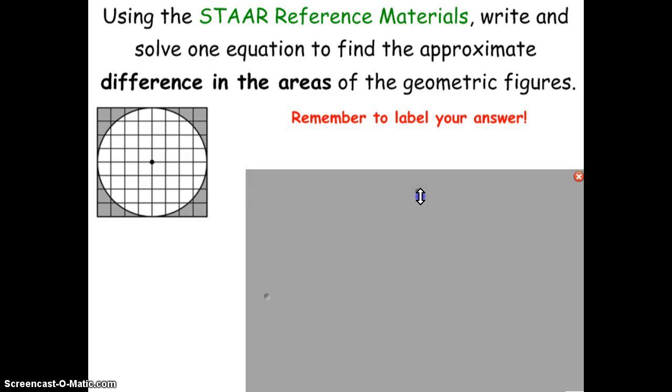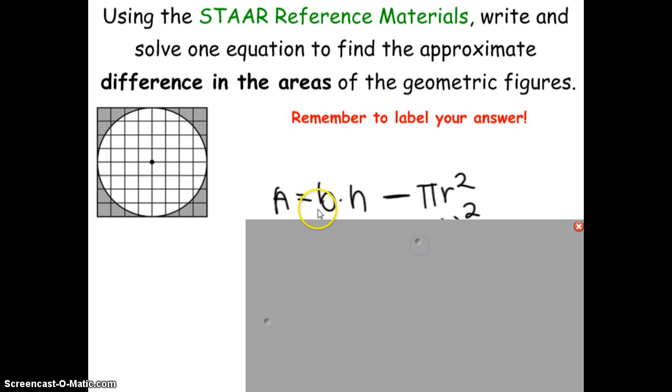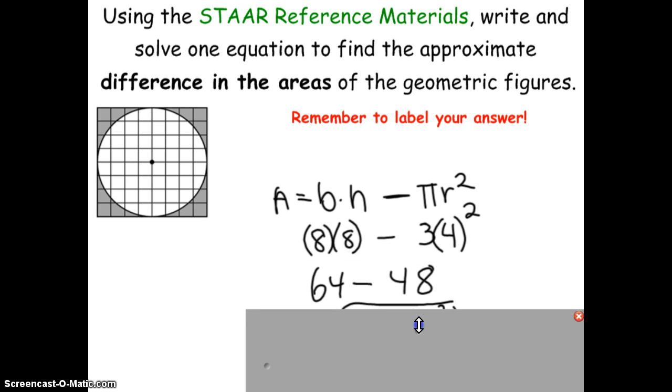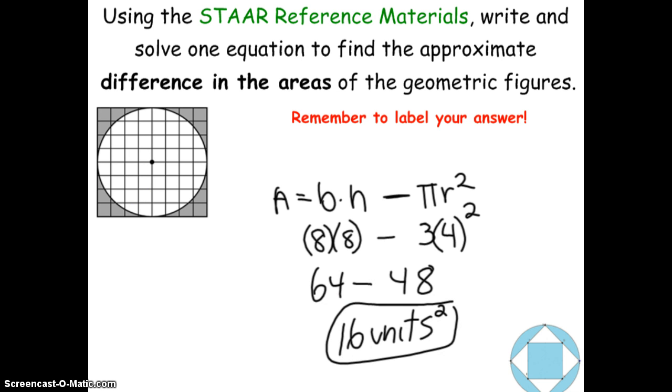We want to make sure we write our formulas down. So to begin with, the area of this square is base times height. The area of my circle is pi r squared. In this problem, we will not be dividing our circle by 2 because we have a whole circle. I'm going to plug in my numbers. The base is 8 and the height is 8. The radius of the circle is 4, squared, times 3. 8 times 8 is 64. 4 squared is 16, times 3 is 48. Then I'm going to subtract the 48. The area of the shaded region would be 16 units squared.